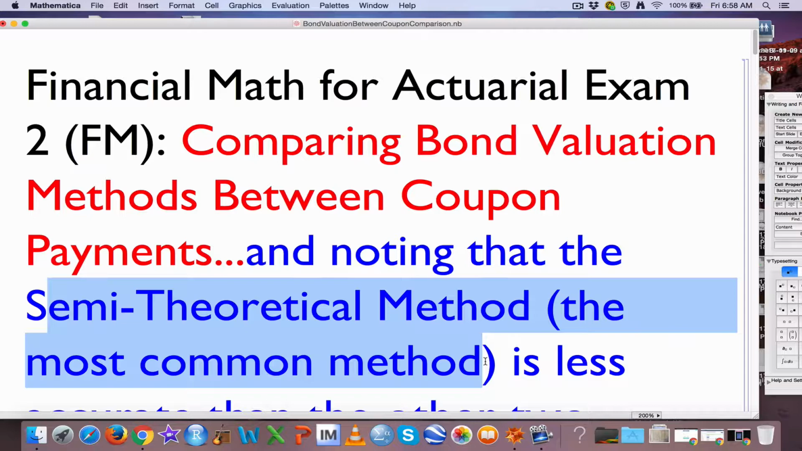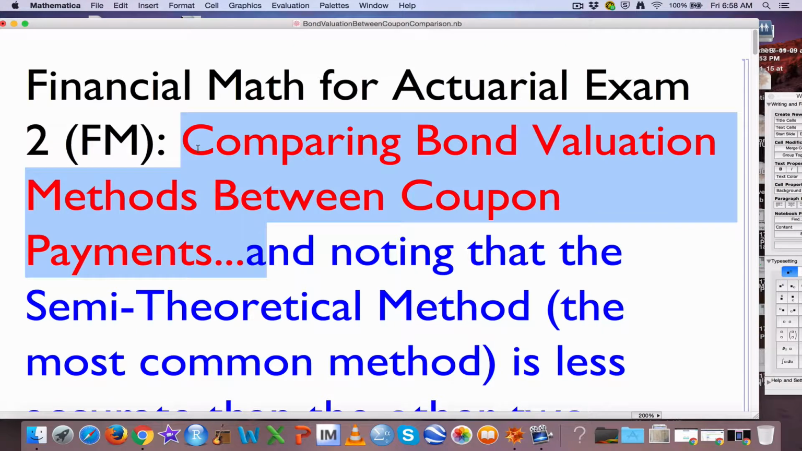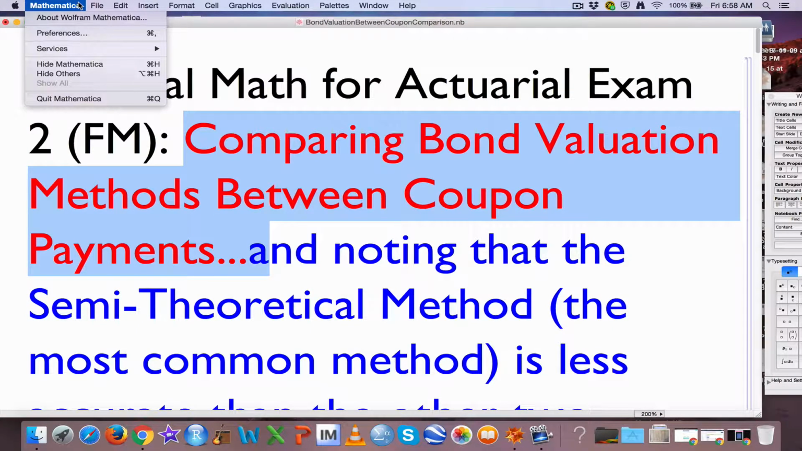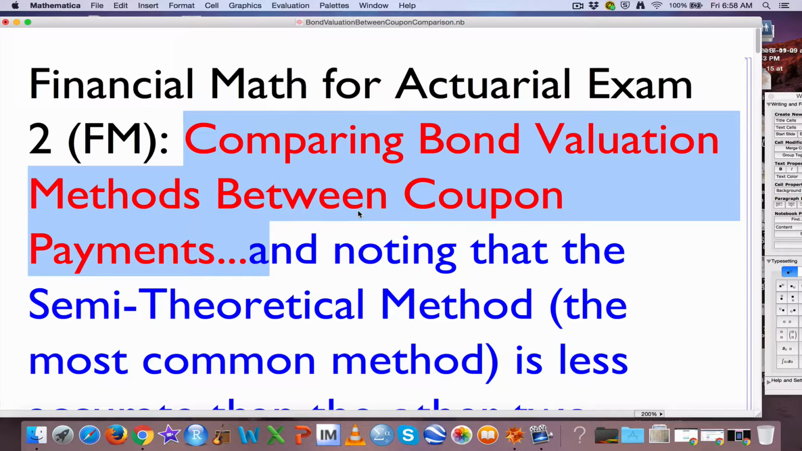I'm going to do something else. I'm going to do something that is going to be pretty challenging, but I think it'll be very worthwhile. We are going to compare the different bond valuation methods with this program that you see here. It's called Mathematica. It's going to be definitely useful because the calculations would be very painstaking to do by hand. It'll also make nice graphs for us that we can animate.